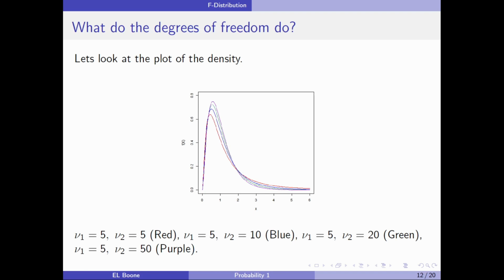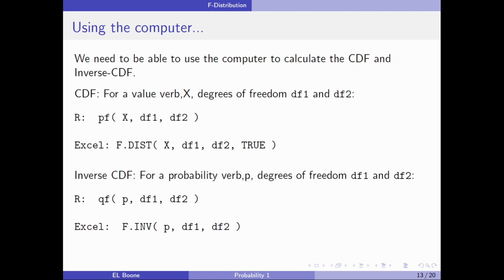Is it that important that you remember all of this? Probably not, but we are going to use the F distribution throughout this course, so you might as well get used to it. You want to use a computer? We all want to use a computer for this. So for a value x with degrees of freedom df1 and df2, the probability of F less than or equal to x uses pf for R and F.DIST for Excel, and you have to add the word TRUE on. For the inverse, given a probability p and degrees of freedom df1 and df2, you use qf or F.INV in Excel, and these will give you the answer you're looking for, and we'll use those in a later video.